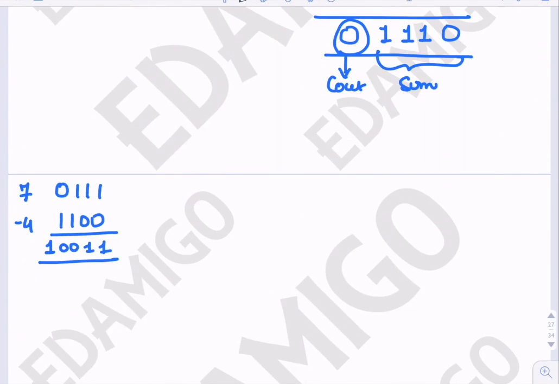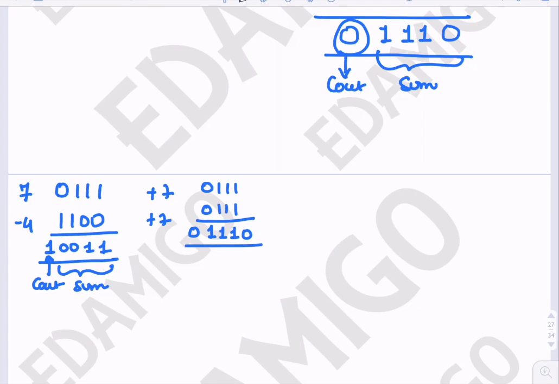Okay, so we got this as C out and this as sum. Then we solve plus 7 plus 7. We got 0 1 1 1 0. This has C out, this has sum. Now let's solve for minus 4 and minus 5.